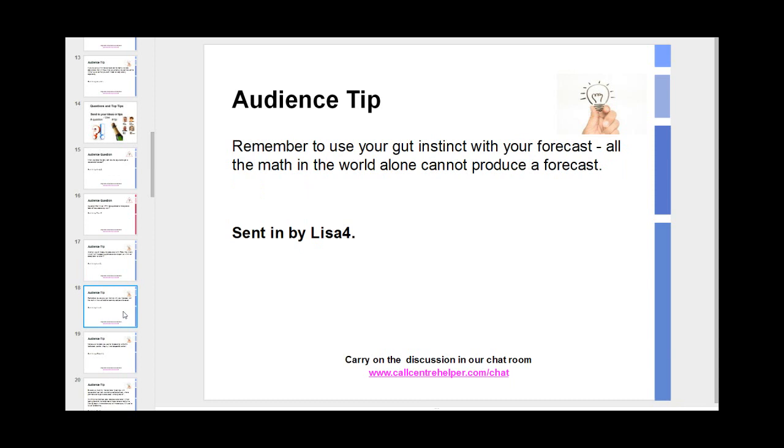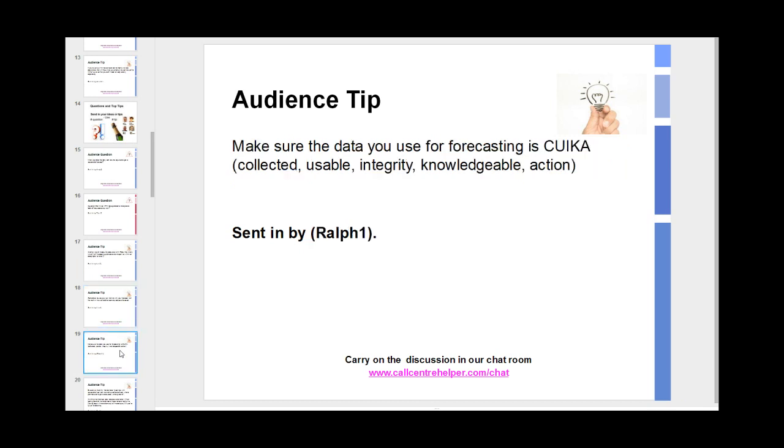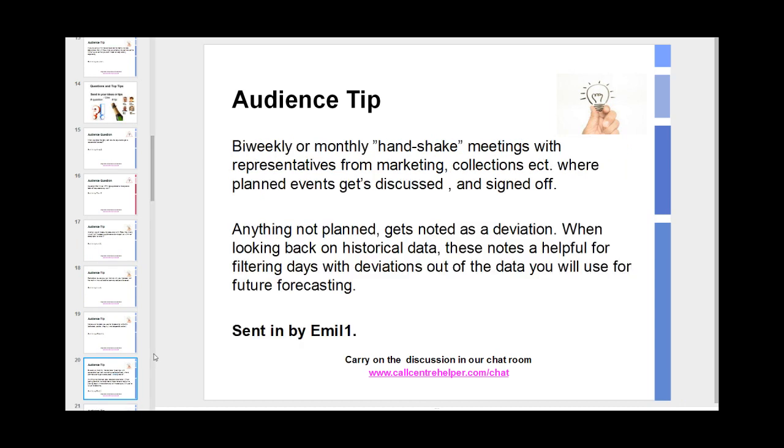That's a great tip. And Lisa says, remember to use your gut instinct with your forecast. All the maths in the world cannot produce a forecast. So yes, the maths is important, but doing a manual sanity check is really quite important on those. Ralph, on a similar line, says make sure the data used for forecasting is CUIKA: collected, usable, integrity, knowledgeable, and action.